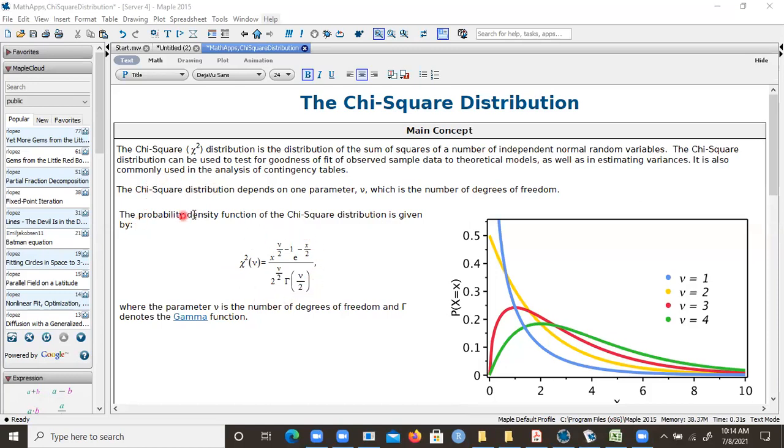The probability density function of the chi-square distribution is given by this form: x to the power nu by 2 minus 1, e to the power minus x by 2, divided by 2 to the power nu by 2 times gamma function of nu by 2, where the parameter nu is the number of degrees of freedom and gamma denotes the gamma function. Chi-square distribution is a continuous probability distribution, and therefore this is the PDF.